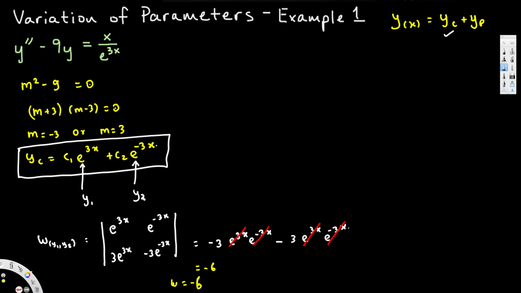Now we have to find out what our W1 is. To find W1, first we eliminate the first column, we make this one equal to 0, and then we put g of x. g of x is this value, x over e power 3x, and we leave the second column alone, we just keep it as it is. So that's going to be just e power minus 3x, and in the bottom we are going to have minus 3 e power minus 3x.